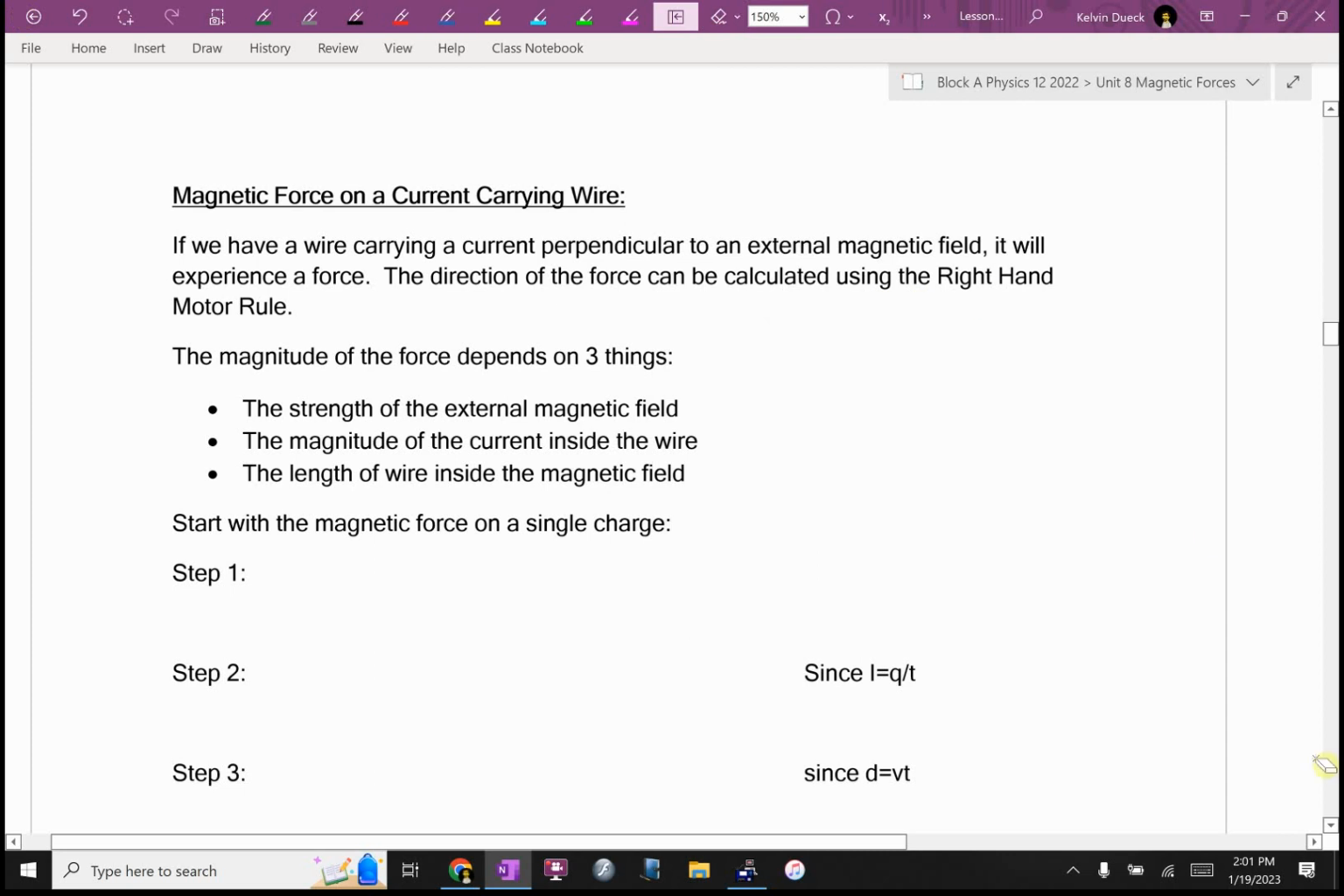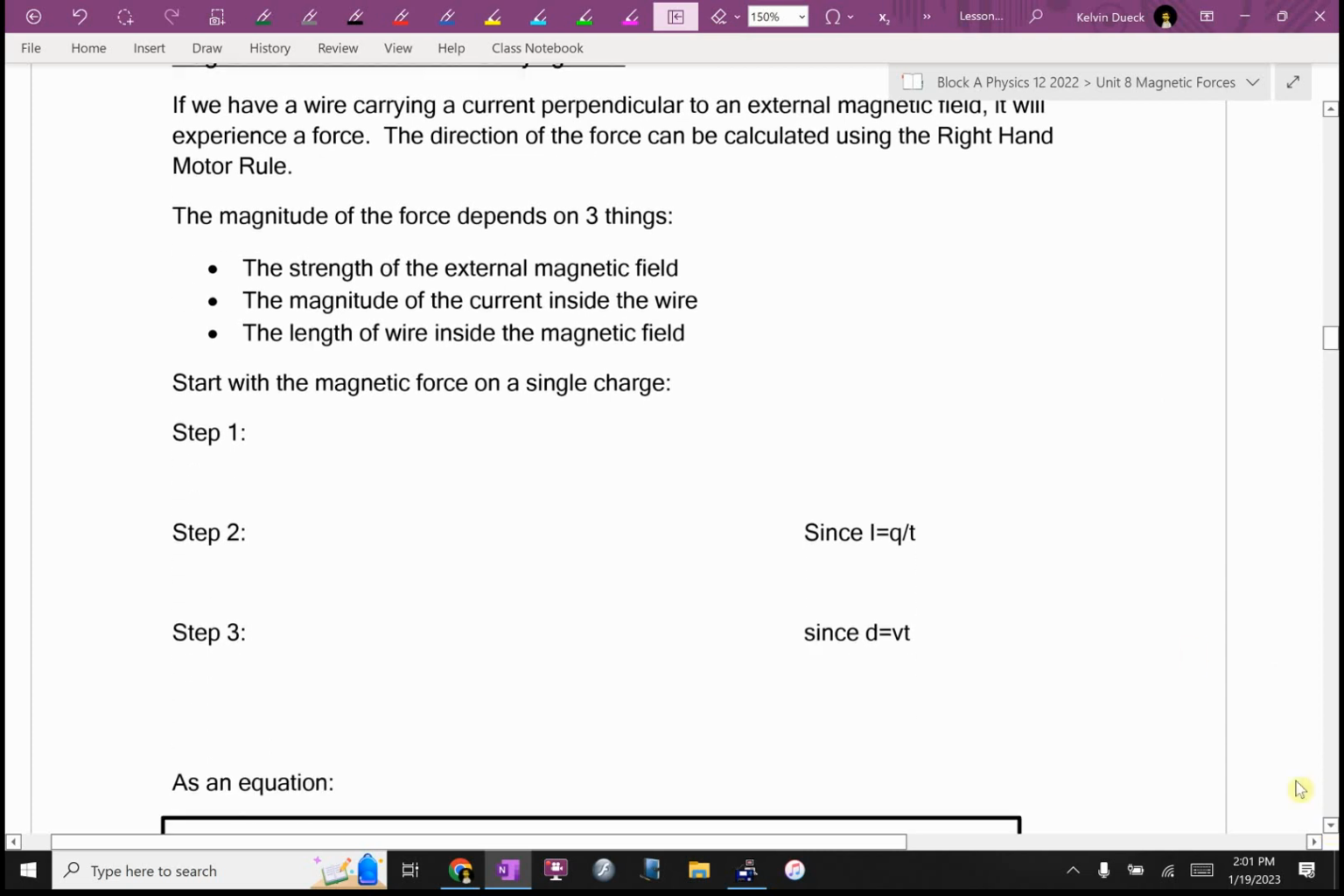What about the magnitude? It depends on 3 things. The strength of the outside magnetic field. Stronger magnetic field, bigger force. Yeah, that makes sense. How big the current is. More current, more force, because more charges. And how much of the wire is inside the magnetic field? Because more wire, more charges, more forces.